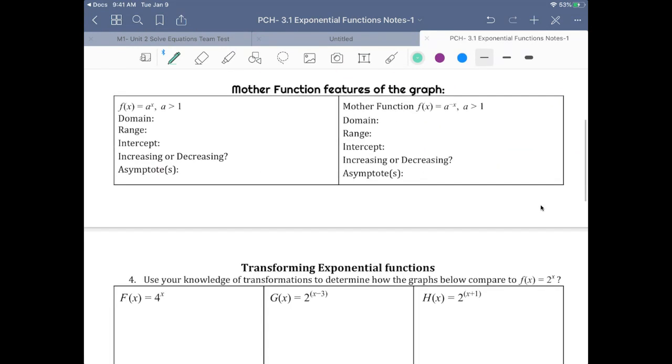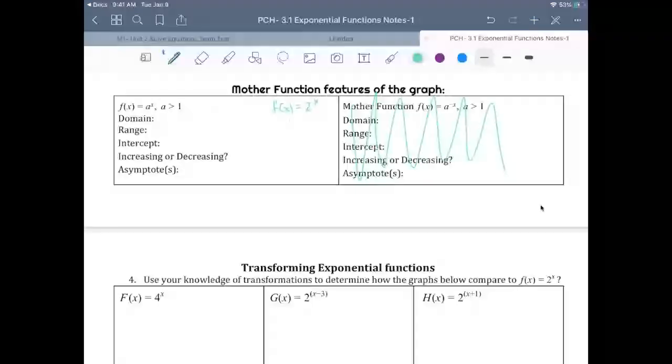All right, so again, we're only going to do one side of this. So our mother function is f of x equals a to the x, and we're going to say that a values have to be positive. So an example would be f of x is equal to 2 to the x, or f of x is equal to 3 to the x, so on and so forth. So our graphs look like this. They have asymptotes at 0. They have y-intercepts at 0, 1. And then they increase on the right-hand side and go towards 0 on the left-hand side.